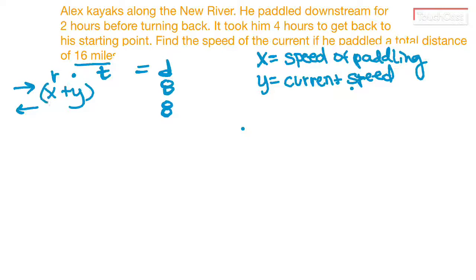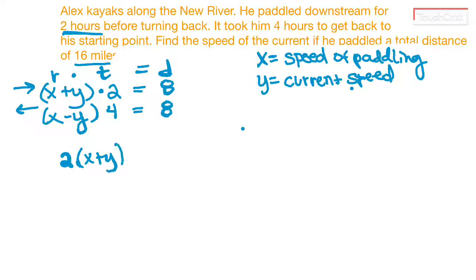And he did this for 2 hours because it says it took him 2 hours to get to his initial turnaround point. And then on the way back, we know that it took him 4 hours. And when we think about traveling back upstream, yes, he was paddling, but the current was hurting how quickly he could move along. And so we have our two equations. We should distribute our time through onto both variables in both of these. We have 2 times x plus y is equal to 8. And then we have 4 times x minus y is equal to 8. And we would distribute here and here.